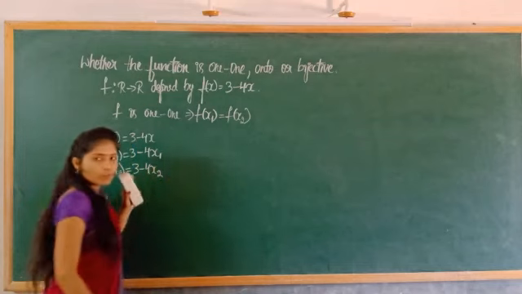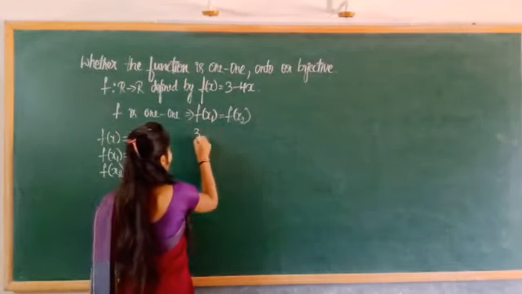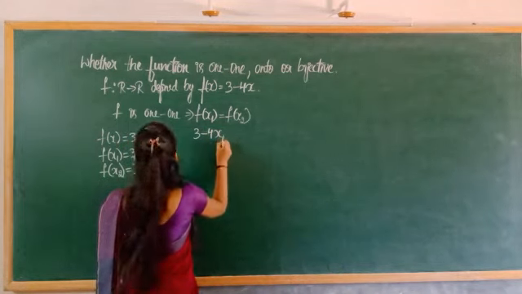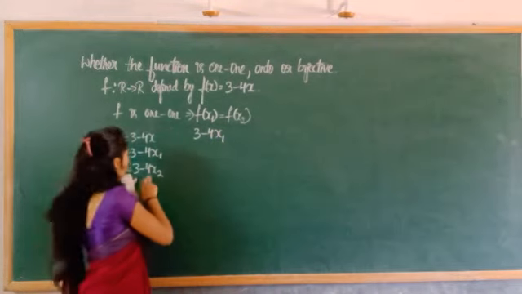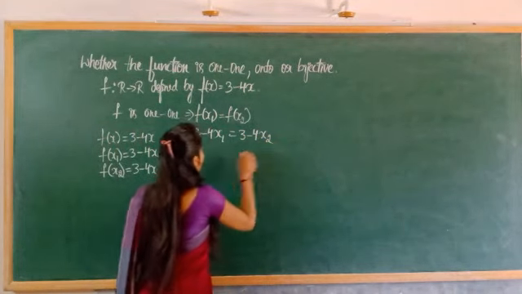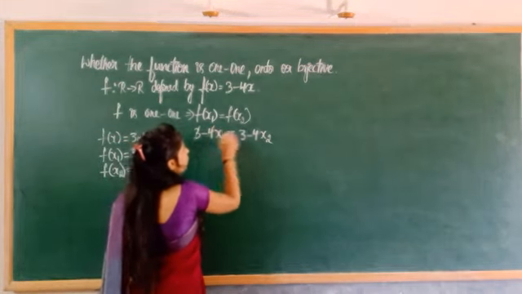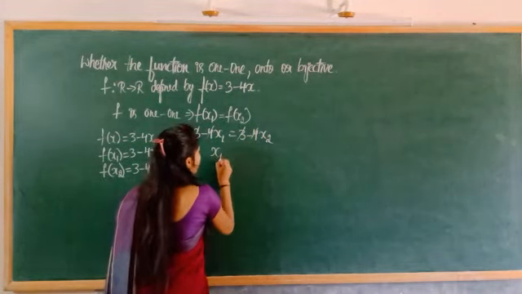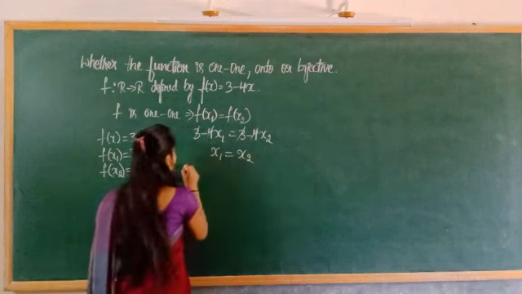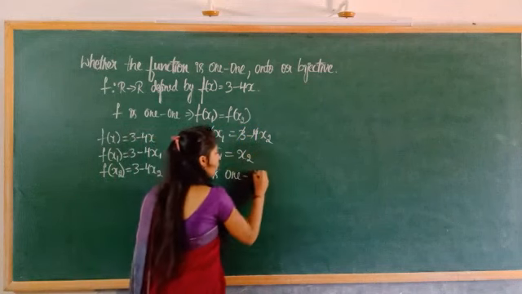Now substitute the values of f of x1 and f of x2 here. Then what will you get? 3 minus 4x1, and for f of x2, 3 minus 4x2. Now see here, 3 gets cancelled and minus 4 also gets cancelled. Then the remainder is x1 is equal to x2. Therefore, f is 1-1.